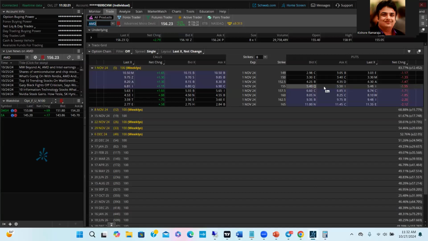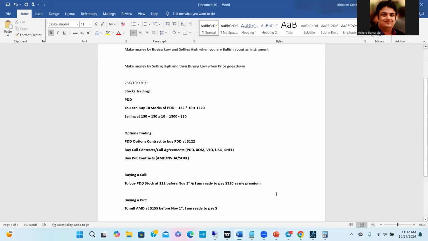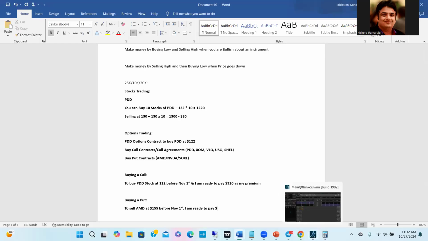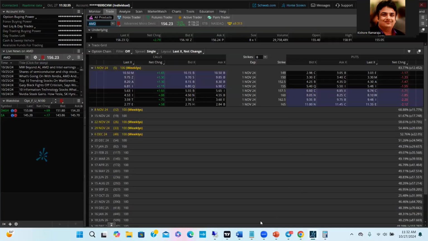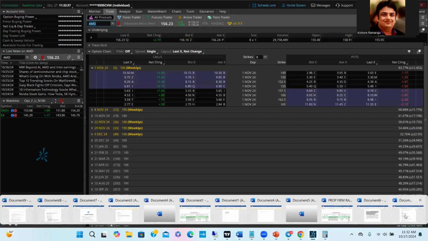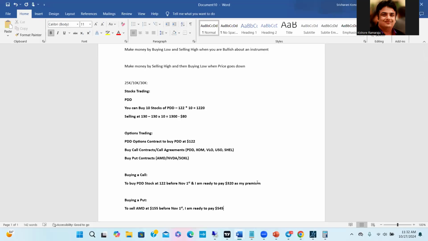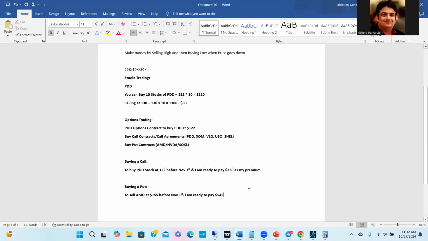what is the AMD 155? That means approximately $545, something in between bid and ask. So you can just think like an insurance company. So even if AMD goes to $100, they have to buy the stock at 155 from you. You are paying them a premium.